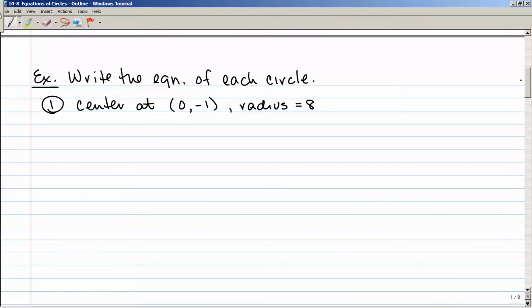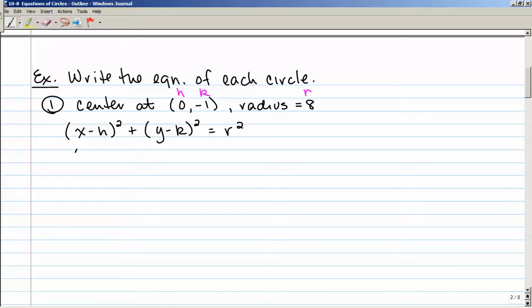So let's try a couple examples. For each of these, write the equation of the circle. So the circle has a center at the point 0, -1, and its radius is 8. So let's go ahead and label those points. This is h, this is k, and my radius is r. And I have my formula, x minus h squared plus y minus k squared equals r squared. Let's just plug in the numbers.